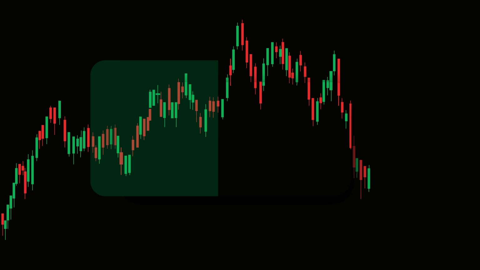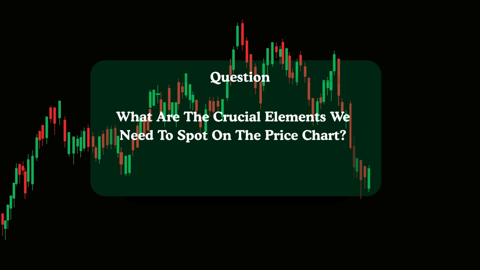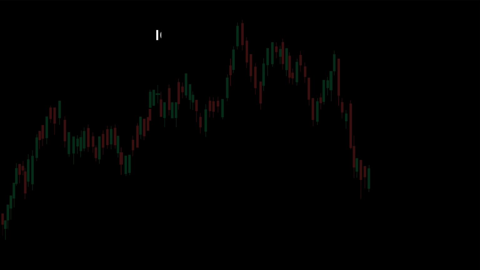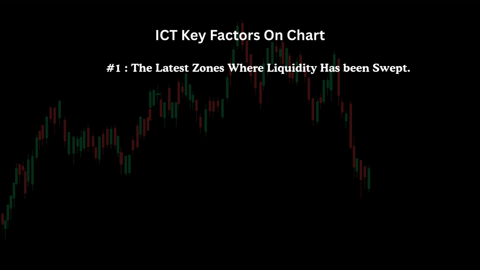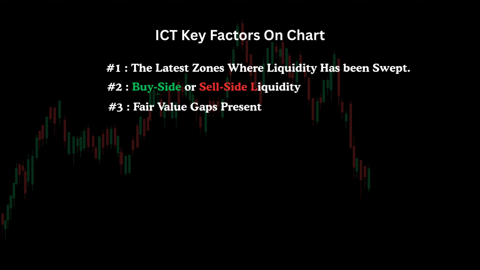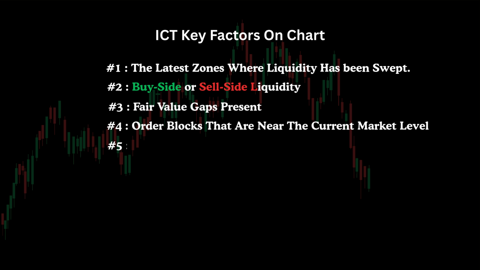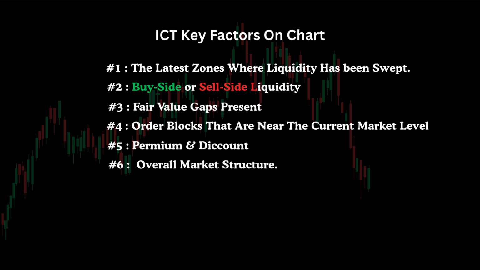Let's dive in. So, what are the crucial elements we need to spot on the price chart? First, we need to locate the latest zones where liquidity has been swept. Second, identify resting areas of buy-side or sell-side liquidity. Third, highlight any fair value gaps present. Fourth, pinpoint order blocks that are near the current market level. Fifth, recognize zones of premium and discount. Sixth, observe the overall market structure.